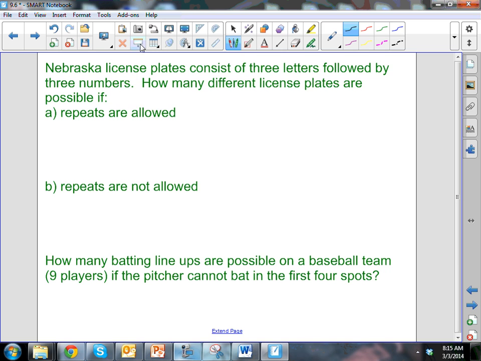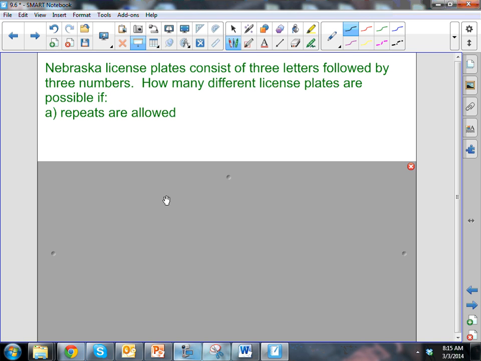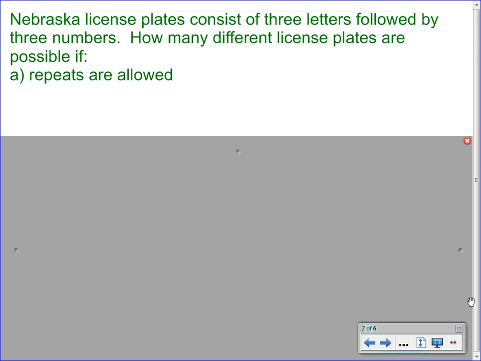Some more examples of the fundamental counting principle. License plates. Also a classic example of the fundamental counting principle. Okay, so let's just assume, I don't think this is the rule, because we have some license plates that we cannot have.